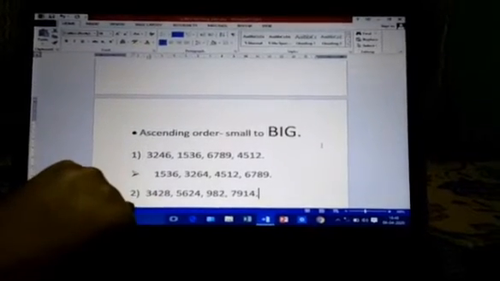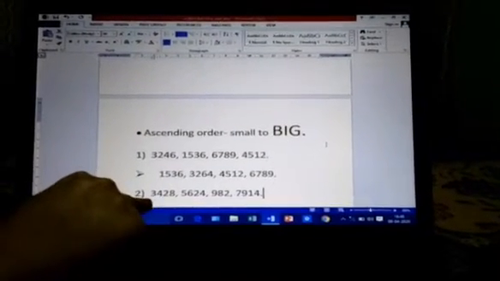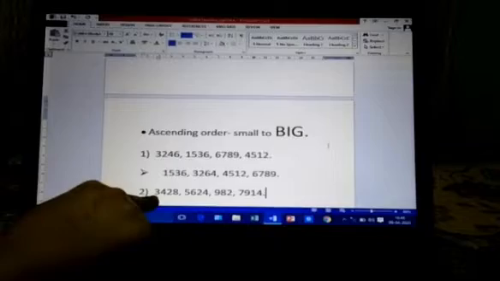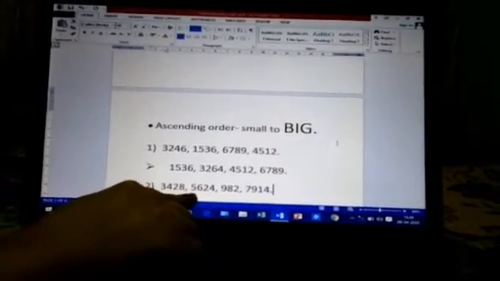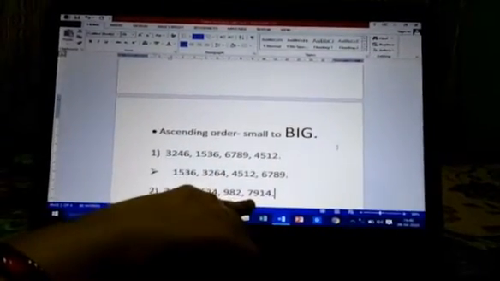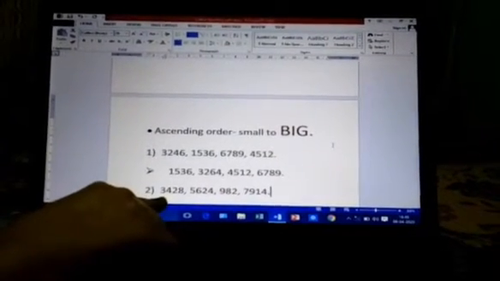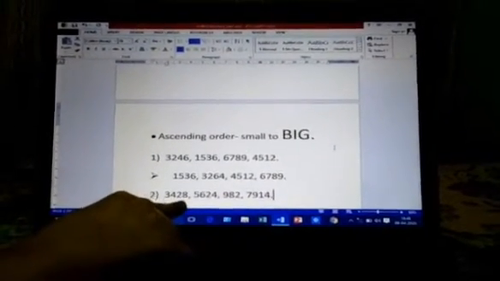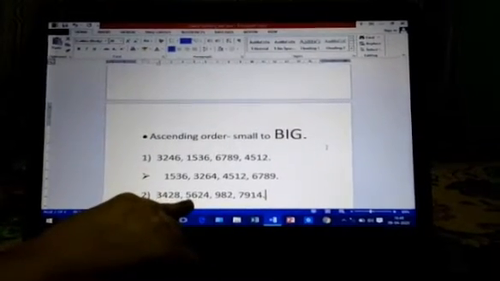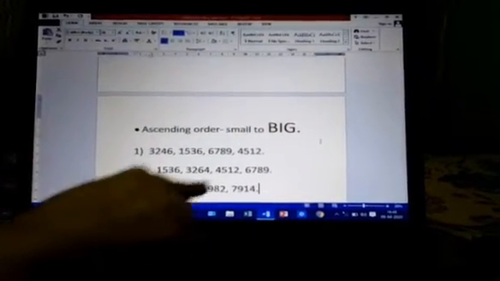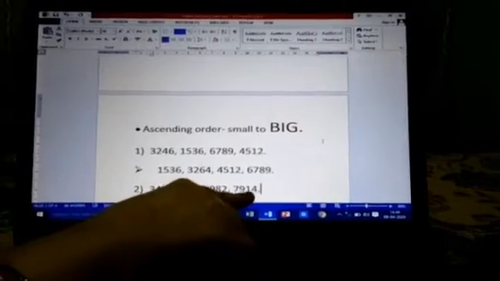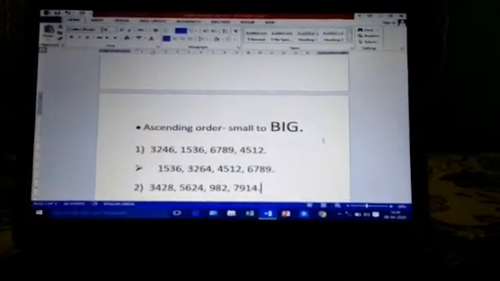Okay, now the second step, we are going to see the places. 3 is on thousands place, here 5 is on thousands place, and 7 on thousands place. So on thousands place the smallest number is 3. So the second number we are going to write is 3428. Okay, followed by 5624, and the biggest number is 7914. Let us see our answer.